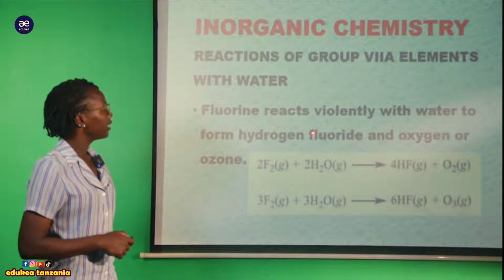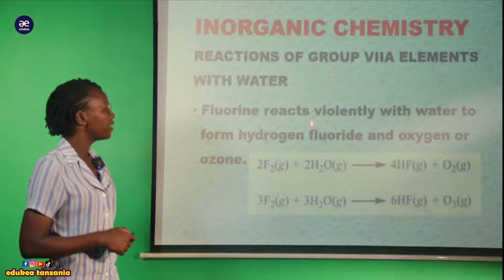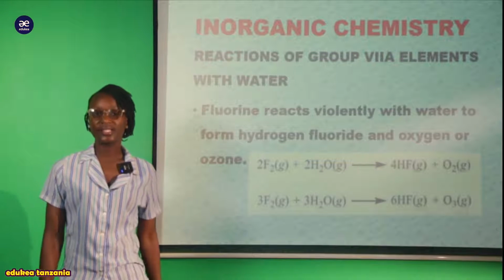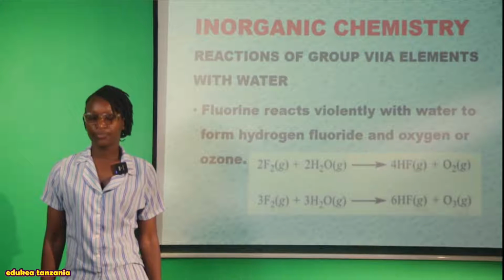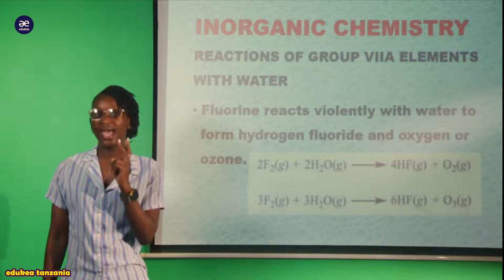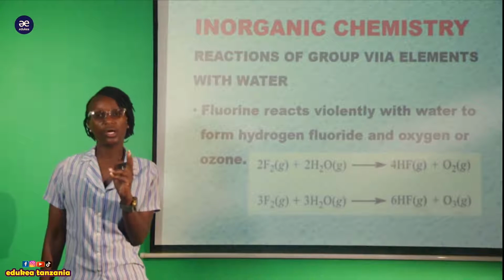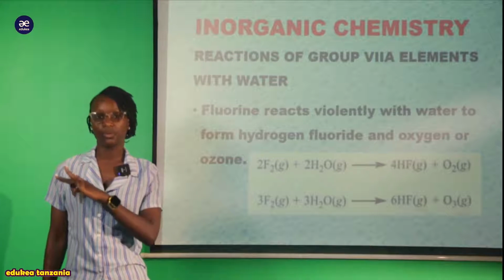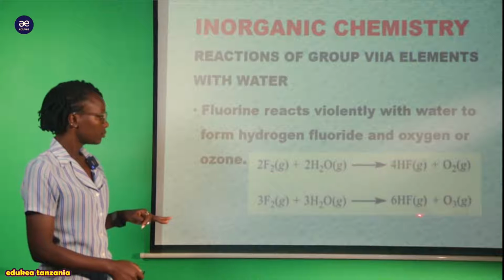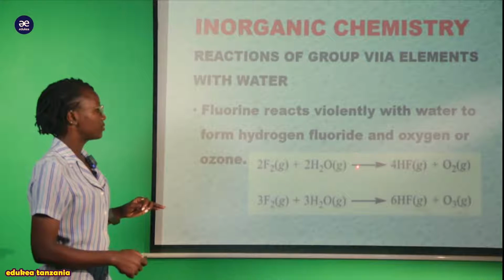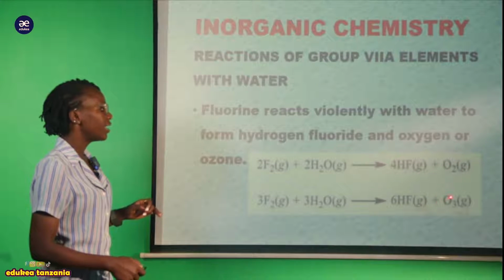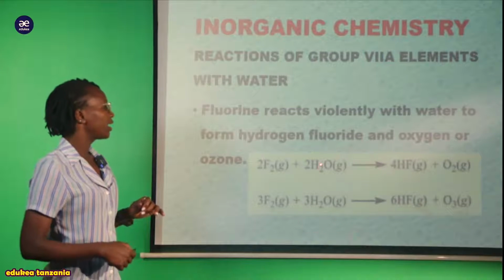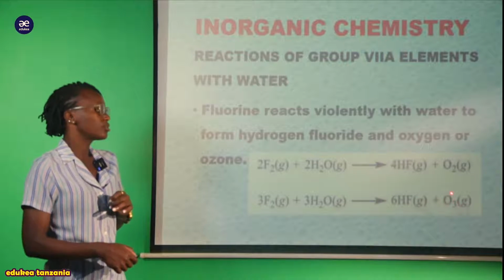So anasema kwamba fluorine reacts violently with water to form hydrogen fluoride and oxygen or ozone. Ina maana tunaweza tukareactisha hii fluorine with water, tukaenda tukapata product either oxygen gas au tukapata ozone. Sasa ozone tunazungumzia ni, we are talking about the oxygen which is made up of 3 atoms, this one. Kwa hiyo unaweza ukachukua fluorine plus water ukaenda ukapata hydrogen fluoride, lakini pia ukapata oxygen gas. Lakini pia at the same time you can form hydrogen fluoride and ozone.